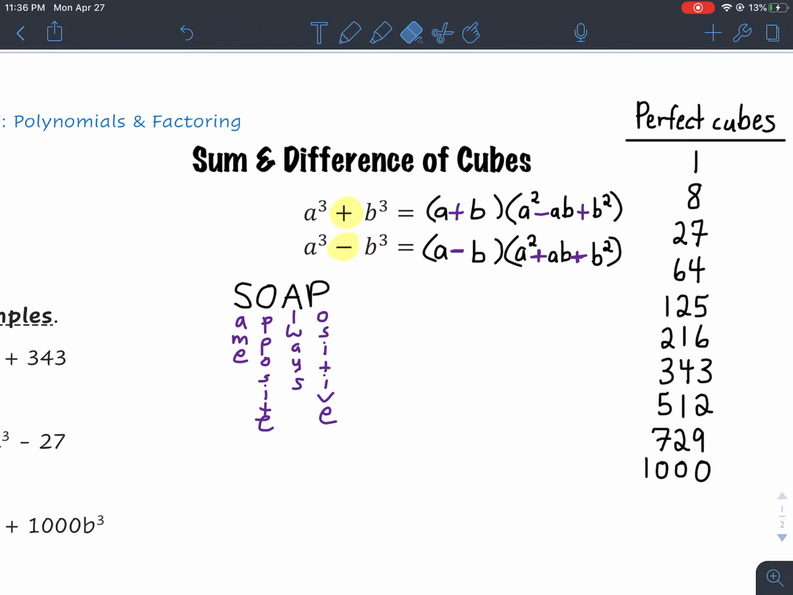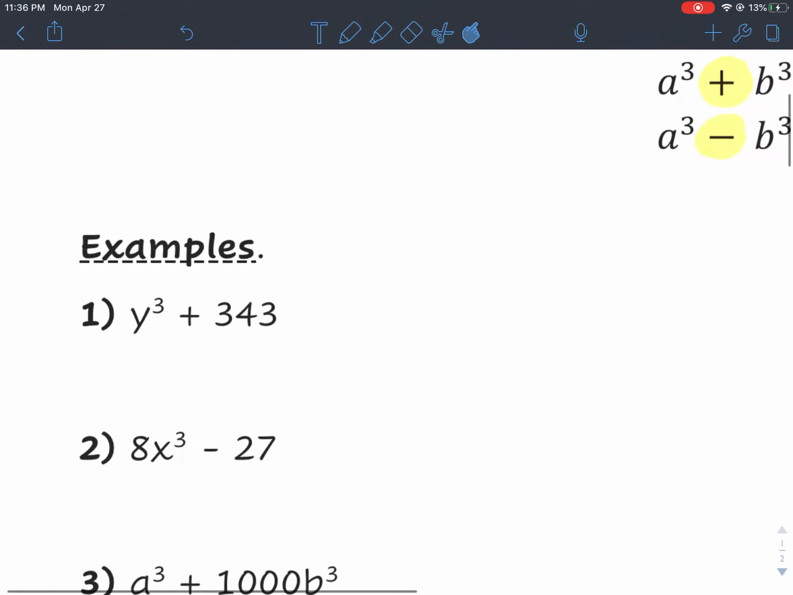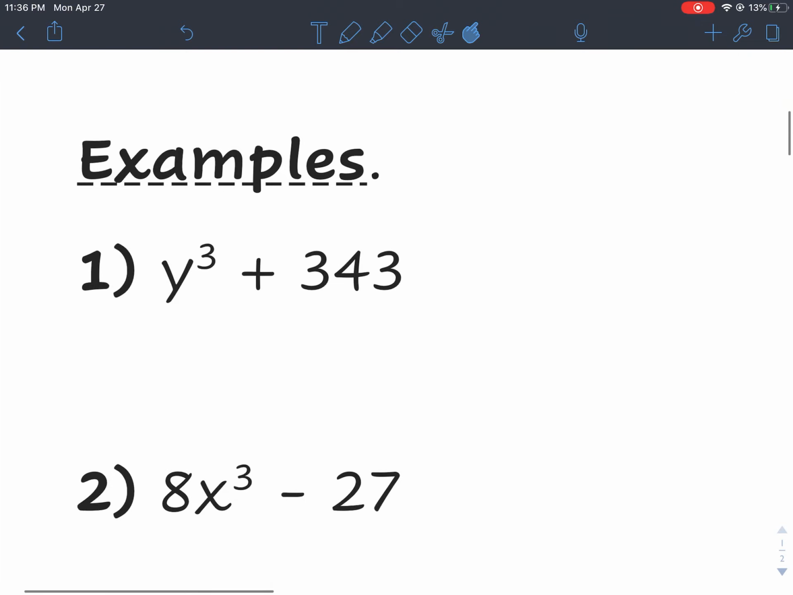Soap. Same, opposite, always positive. Okay, so now I'm going to actually factor these right here. If I take a look at number 1 here, I notice it is the sum of 2 perfect cubes. What I mean by that is there's a number that I can multiply by itself 3 times to get 343, and there's a variable I can multiply by itself 3 times to get y cubed.